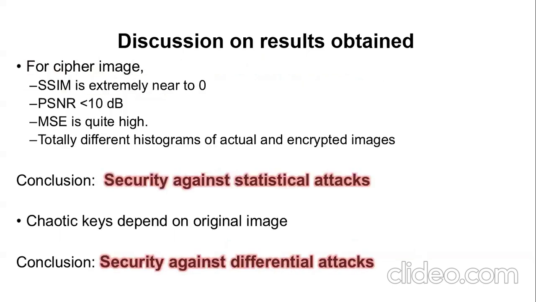For cipher images, the SSIM value is extremely close to 0, PSNR is less than 10 dB, MSE is also very high, and totally different histograms are obtained for encrypted images. Thus, the security against statistical attacks is proved. Also, the chaotic keys depend on the original image. So, the conclusion is that the algorithm is secured against differential attacks.